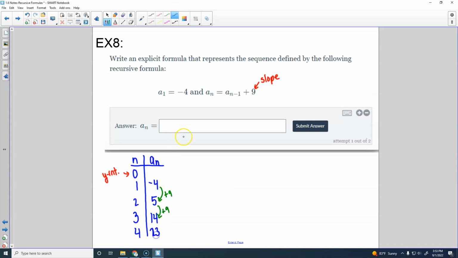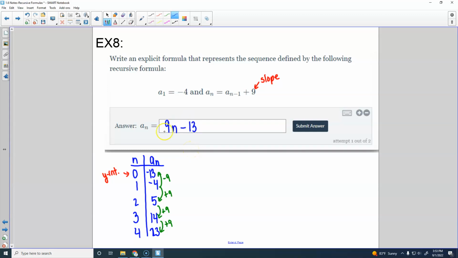Sorry about that. I'm going to add 9 each time. If I want to go back to the 0 term, I would need to subtract 9, which would give me -13 there. So, for this problem, my equation is going to be 9n minus 13.